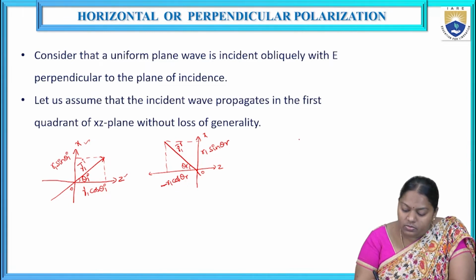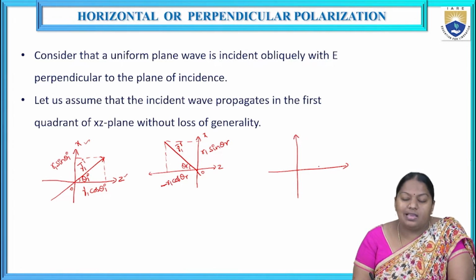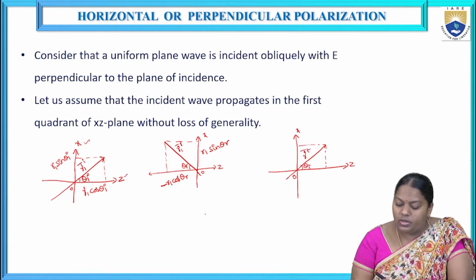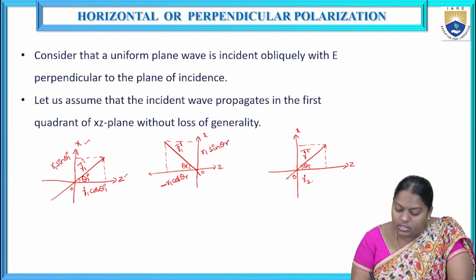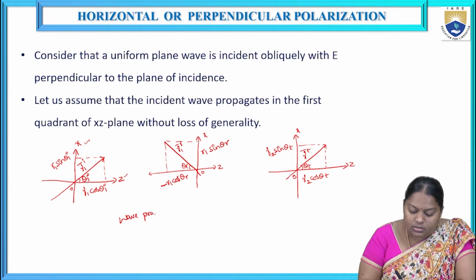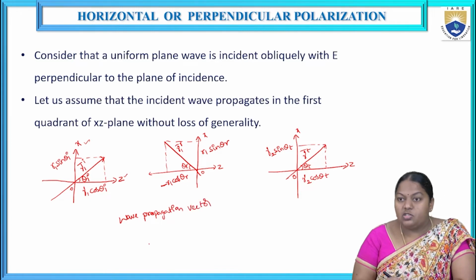Okay, and similarly the last one is for the transmitted wave. As we know that the incident wave and transmitted wave directions are the same, hence the transmitted wave is also aligned in the first quadrant of the xz plane, z, x. Okay, this is the propagation vector for the transmitted wave, and this is the angle made by this transmitted wave, with gamma 2 cos theta t, and here it will be gamma 2 sin theta t. Okay, so these are the wave propagation vectors for the incident, reflected, and transmitted waves, right?